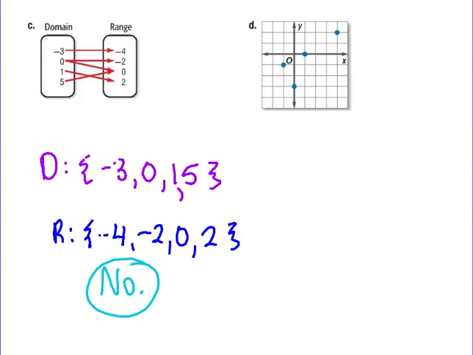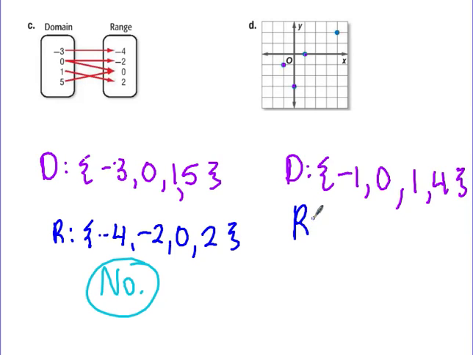The domain is the x's. So this is what I would do if I were you. Let's start at this point right here. What's the x-coordinate there? The x-coordinate's negative 1. What's the x-coordinate here? What's the x-coordinate here? What's the x-coordinate here? 4. There's your domain. Okay? Now we're going to do the same thing with the range.